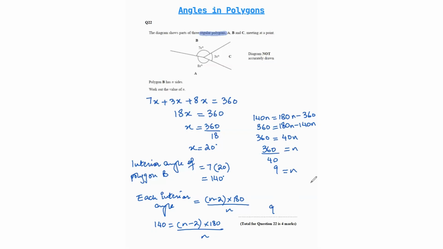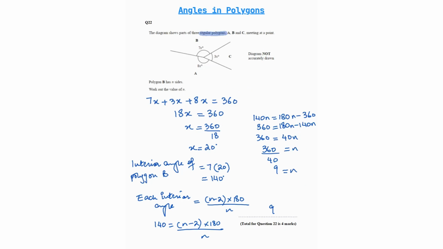For these types of questions, you need to read your question very carefully. Actually, that applies to all questions, but you need to pick out keywords. Regular polygon means all of the interior angles are equal. And since angles were meeting at a point, the sum of angles would be 360. So using that, you find your value of x.